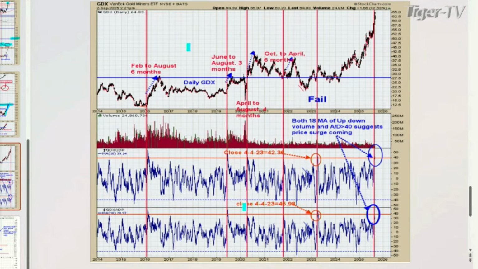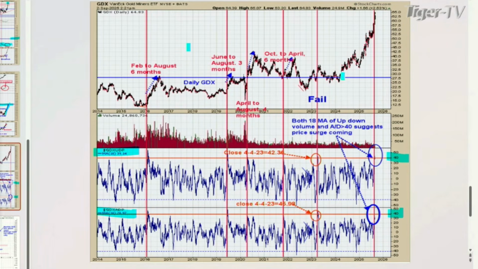The bottom window is the 18-day average of the advance-decline on a daily basis for GDX, just the stocks in GDX. The next window up is up-down volume for stocks in GDX. So this measures the up-down volume and advance-decline. When the stocks are extremely strong, this ratio gets above 40, and when it does, I mark the times in red. We just had above 40 last week. One got to 44, and the other one, I think it was 39.48, close enough.